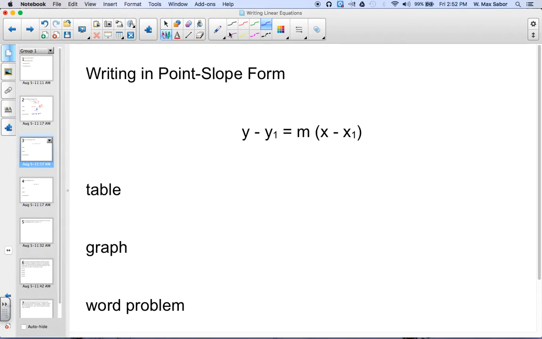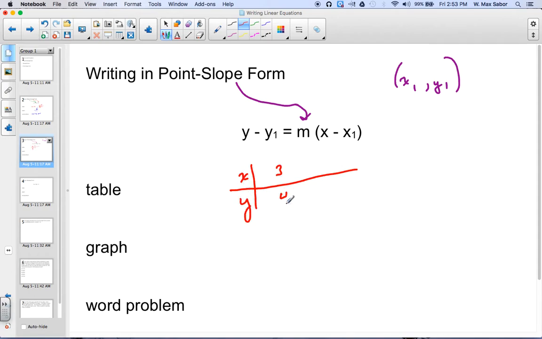To write something in point-slope form, well, x1, y1 is any random point on the line, and m is once again your slope. So how to find a slope, I'm assuming that you already know how to do that, but from a table, you pick any random point. Say, if you see 3, 4, you can just put in 3 as x1, 4 as y1. It doesn't matter what the rest of the values in the table are to find the point, and then you find the slope the way you would normally find slope.